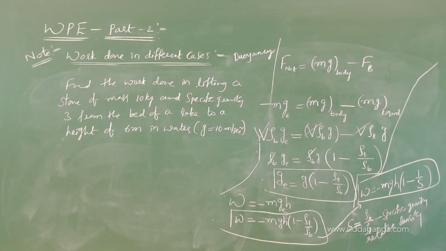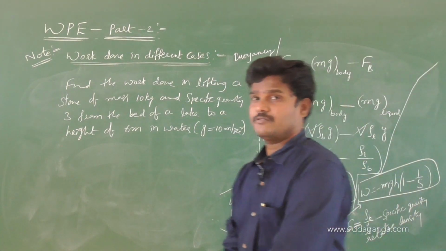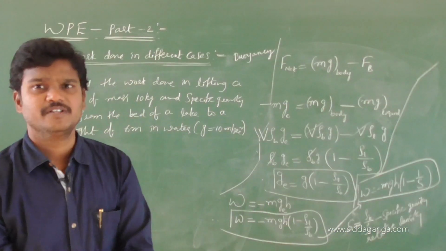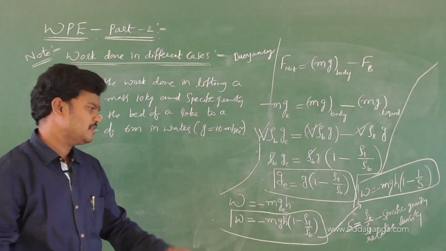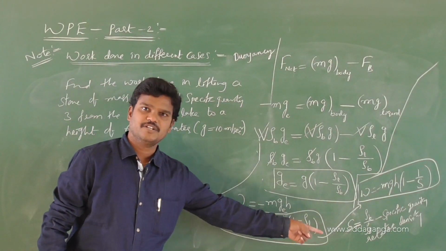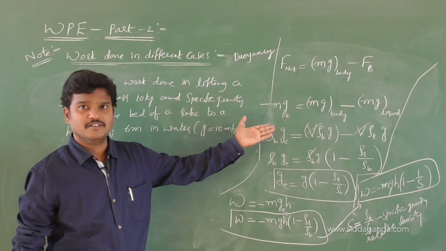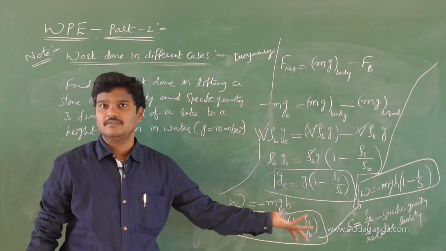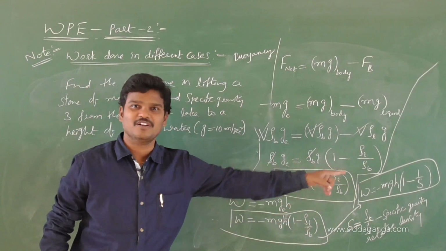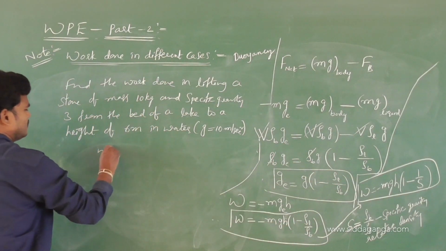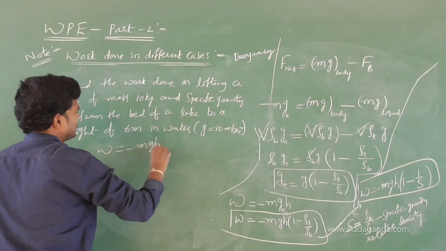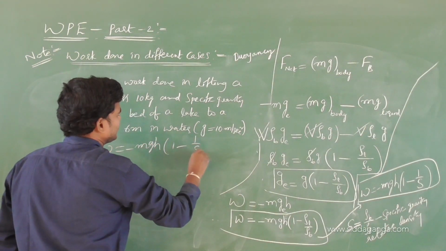Specific gravity is given, otherwise they have to give density of the liquid and density of the body. If they give density of the liquid and density of the body, use this formula and substitute them. Right now in the given problem, specific gravity S is given, they have not given the densities. Anyhow, we have a formula. What is our formula? Minus mgh (1 minus 1 by s).